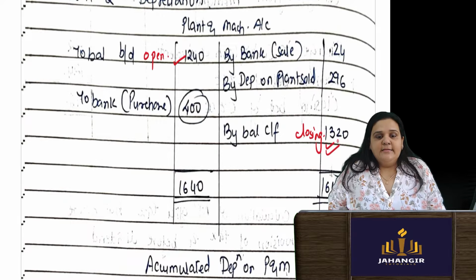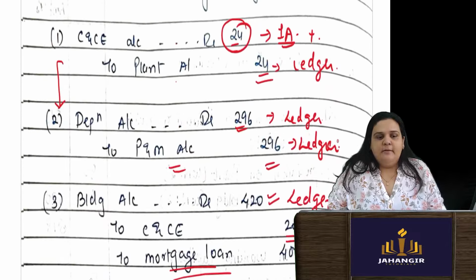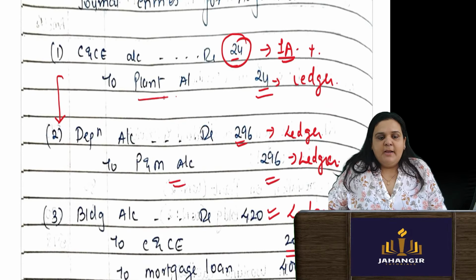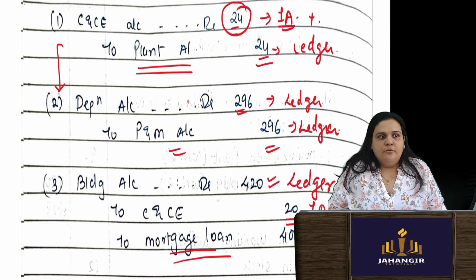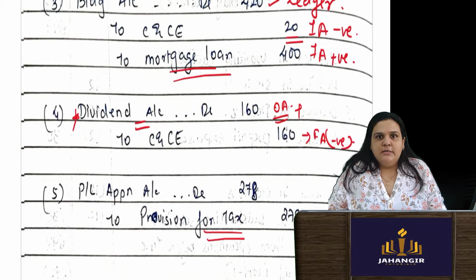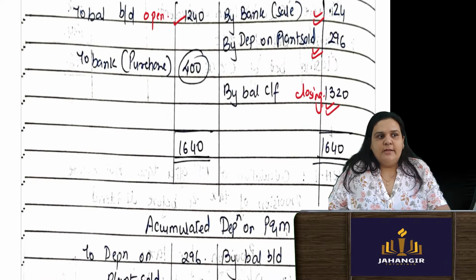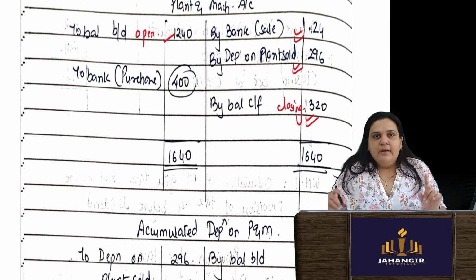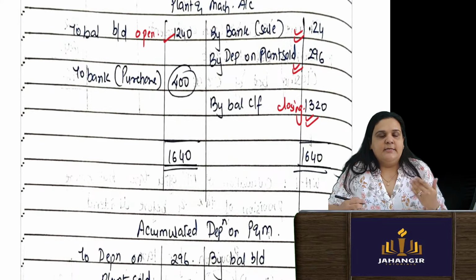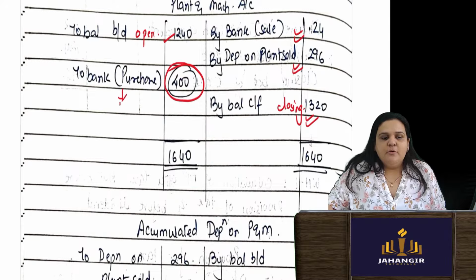There is a plant and machinery which I have sold, for which I passed the journal entry. So this plant is going to move out, no? 24 lakhs. Also there was an accumulated depreciation on it. So by depreciation of the plant sold, by bank for sale of that plant 24 and 296. So now when I close my plant, all the journal entries and adjustments are done. The balance will be my purchase. This will go in my investment activity negative.